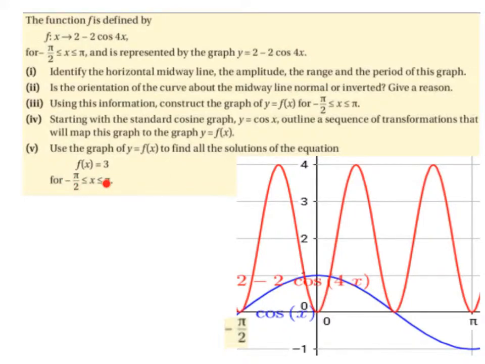Now I've drawn out the graph, so the blue graph is cos of x, or a section of it, and the red graph is 2 minus 2 cos of 4x, in between minus pi over 2 and pi. But in the question you would not be given this. I've just drawn it out to show the difference between cos of x and 2 minus 2 cos of 4x. Okay, so let's start working through the questions.